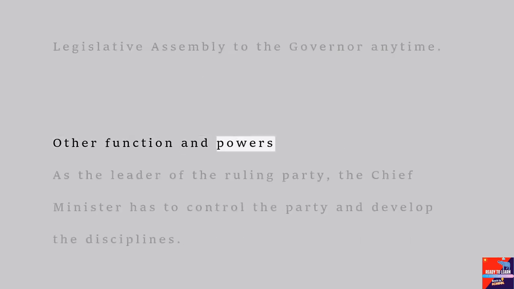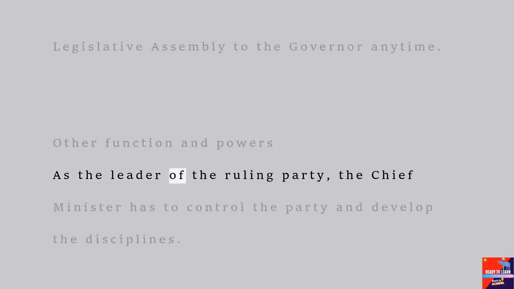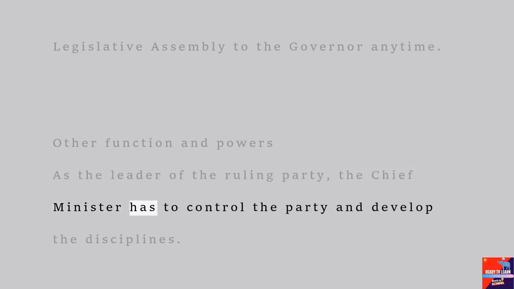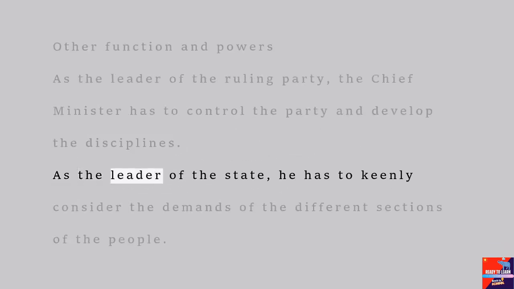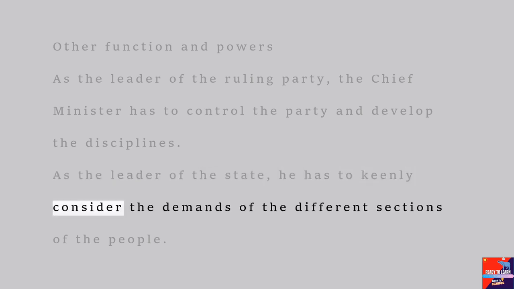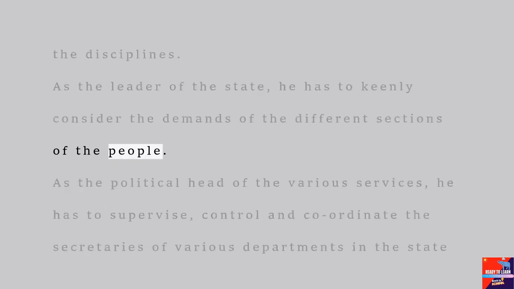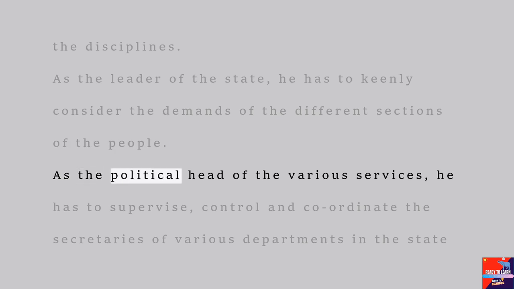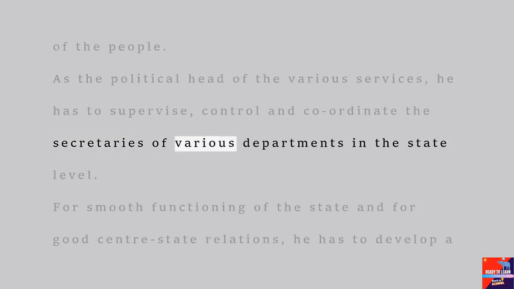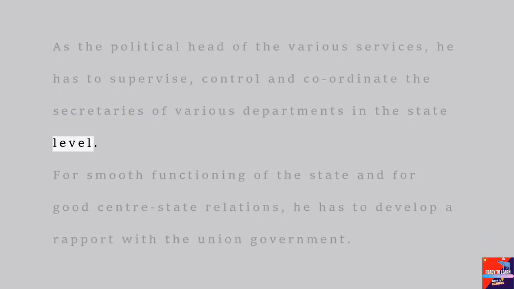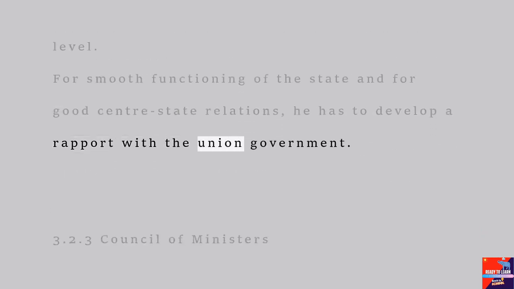Other functions and powers. As the leader of the ruling party, the chief minister has to control the party and develop the discipline. As the leader of the state, he has to keenly consider the demands of the different sections of the people. As the political head of the various services, he has to supervise, control and coordinate the secretaries of various departments in the state level. For smooth functioning of the state and for good center-state relations, he has to develop a rapport with the union government.